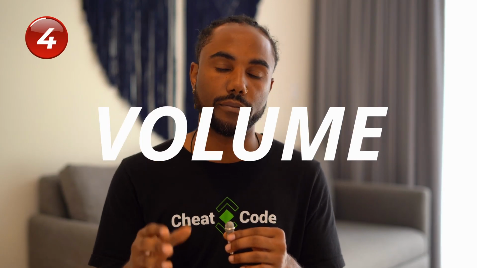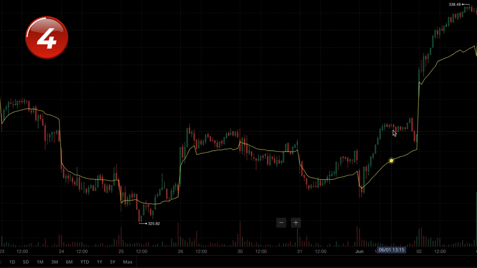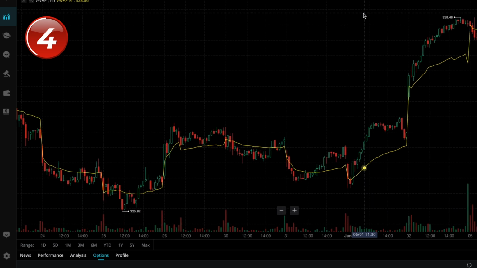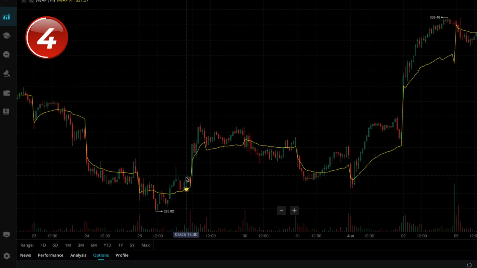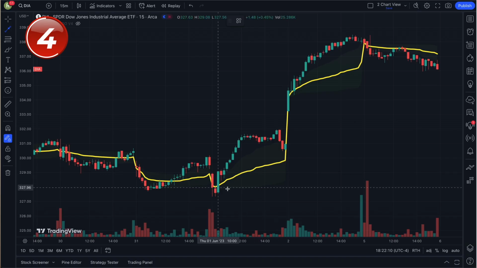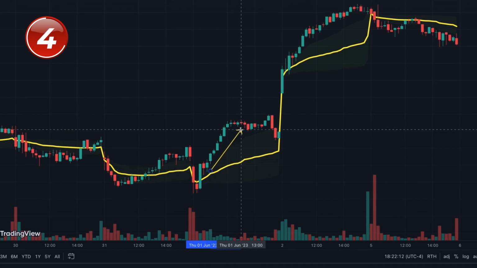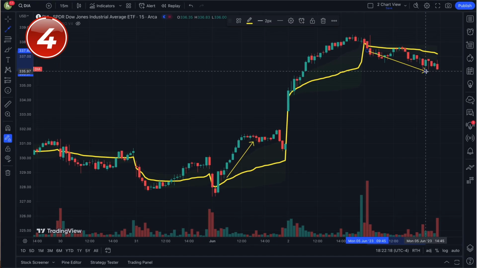Number four, you want to use it to monitor volume. In addition to monitoring the price action of the stock, it's important to also monitor the volume as well, and VWAP takes into account both price and volume. So if the volume is high during a period when the stock is trading above or below the VWAP line, this could be a sign of a strong trend.